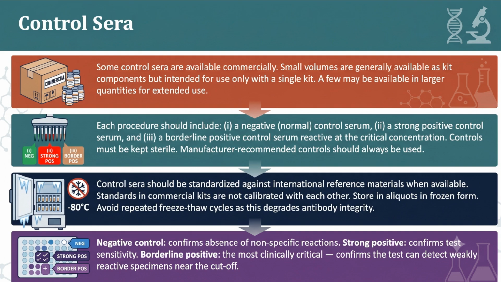Control sera are samples with known expected results. They are tested together with patient samples to check whether the assay is working properly. Usually, we use positive and negative controls. The positive control should give a positive result, and the negative control should give a negative result. If the control result is wrong, patient results should not be reported until the problem is solved.